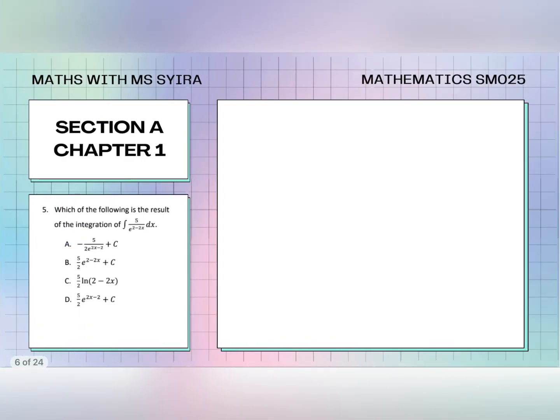Let's go through question number 5. Which of the following is the result of the integration of 5 over e to the power of 2 minus 2x dx. For this one, we bring the denominator to the numerator. So we integrate 5, we take it out, factorize it. So it will be e to the power of 2x minus 2 dx. It will be the opposite sign, because we have brought it up.